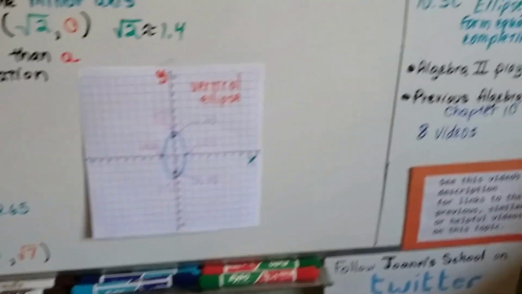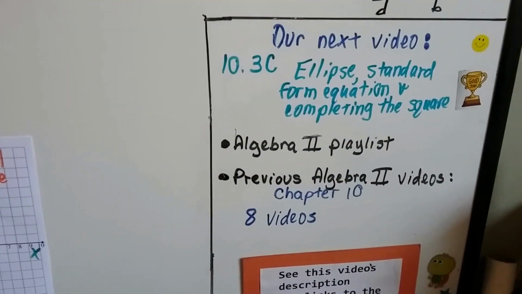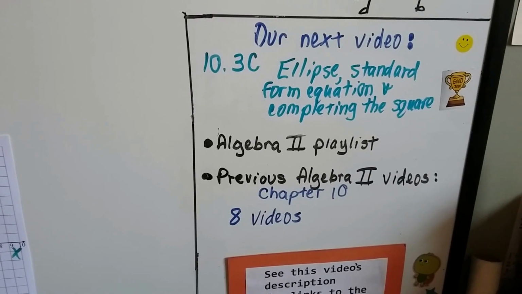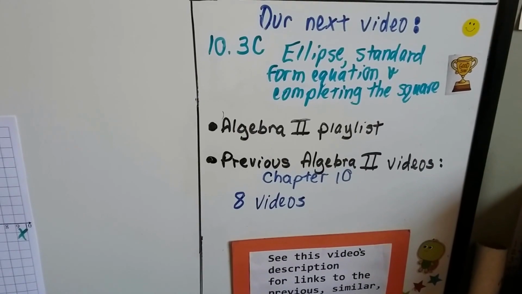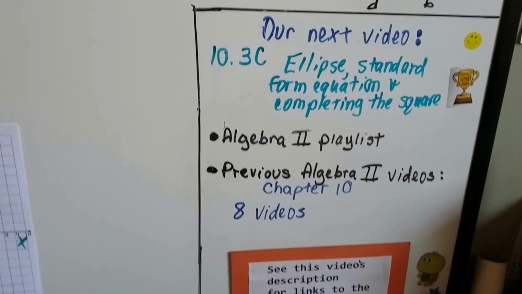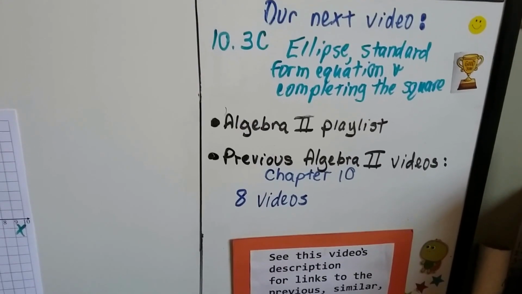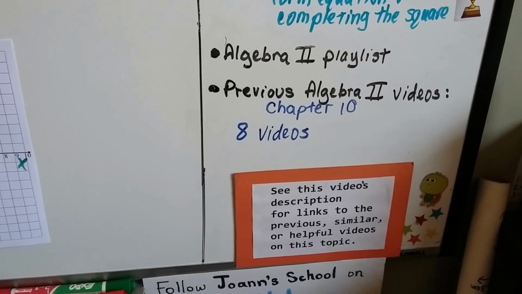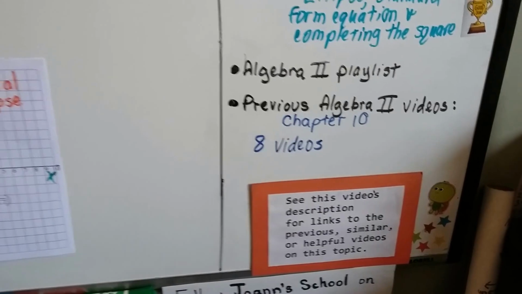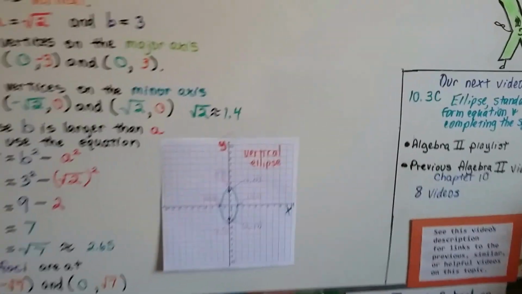I hope not. Our next video, 10.3c, we're going to do ellipse, standard form equation, and completing the square. So I have a little bit different standard form of an equation for you. And I'll put this in the Algebra 2 playlist, and I'll have a link to those 8 videos for Chapter 10 in this description, so you can just click on them, okay?